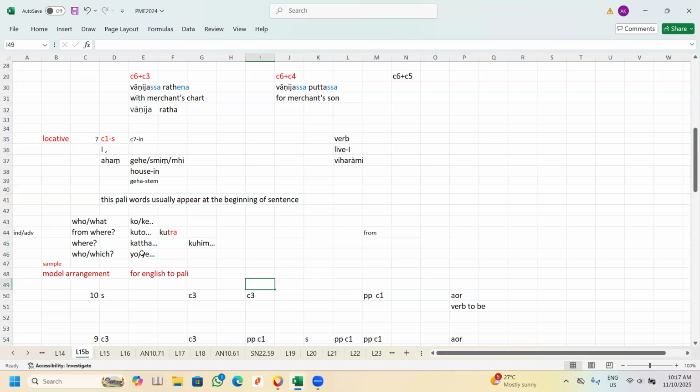Now, the real word for where is kuhim. It also comes from ko, and then this is added to become kohim. That means where. And then yo and ye. This is who or which. Now, especially for this, you see if you got in English.